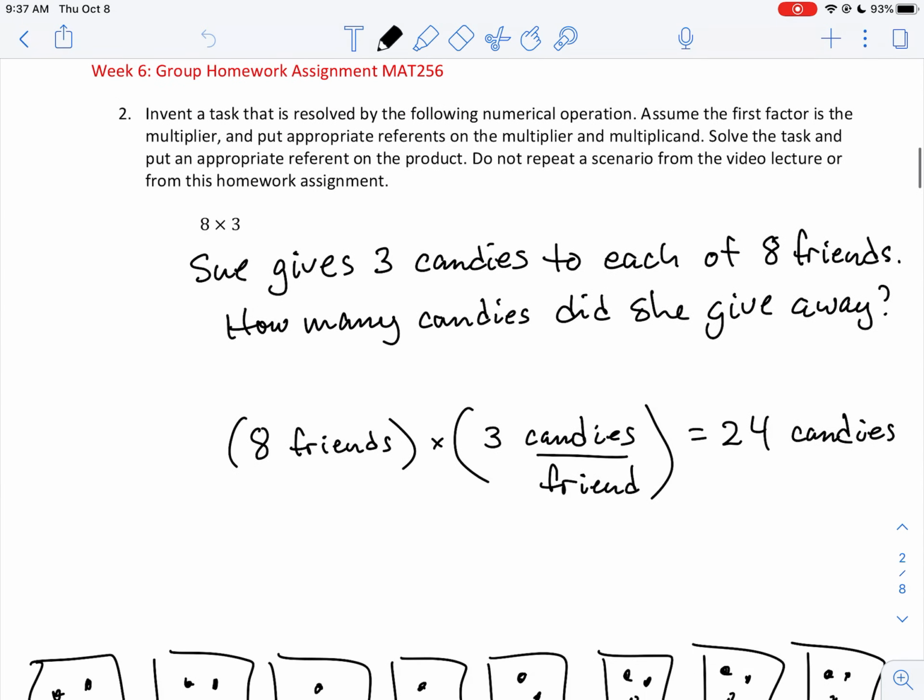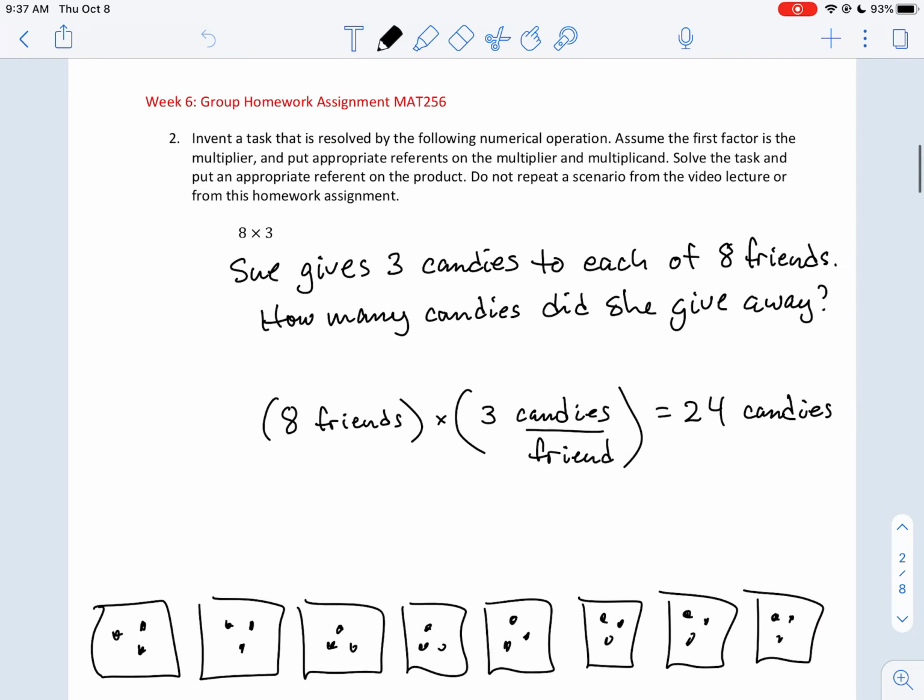Number 2, invent a task that is resolved by solving the following numerical operation. And then there are a bunch of instructions here. So this actually is a pretty simple task. 8 times 3. I just said, hey, Sue gives 3 candies to each of 8 friends. How many candies did she give away?